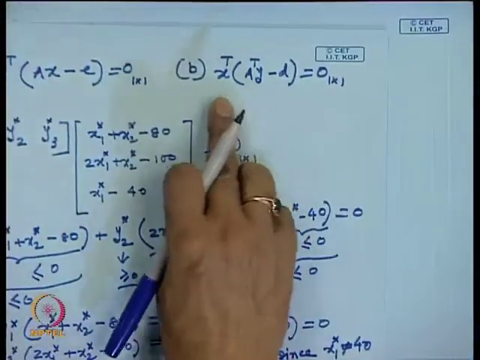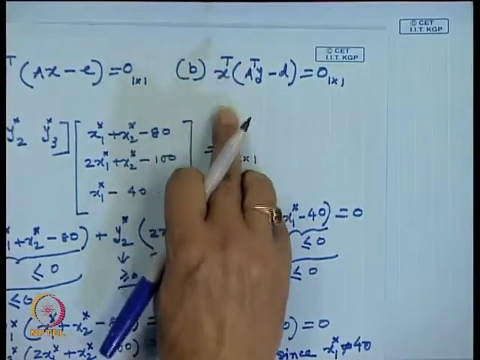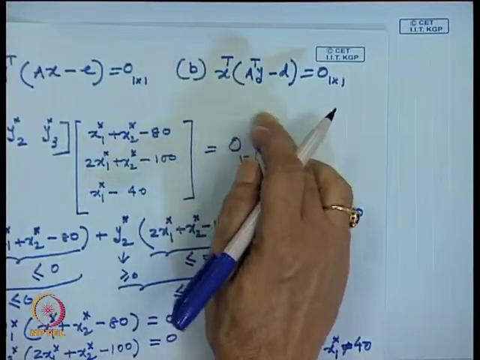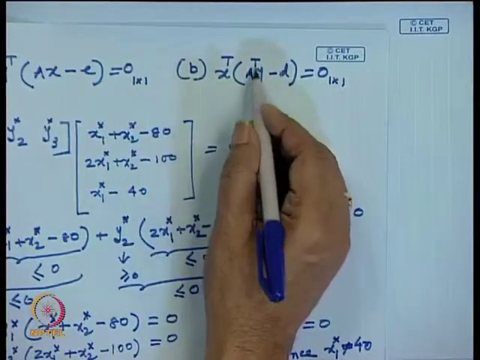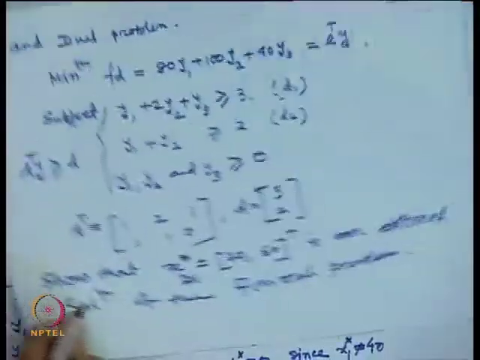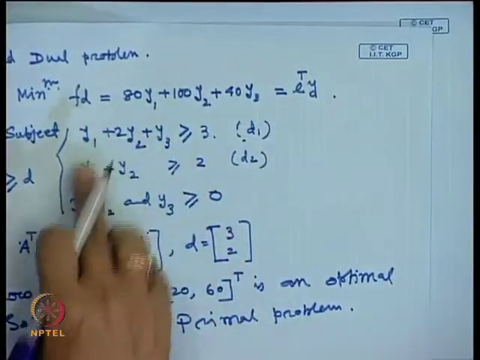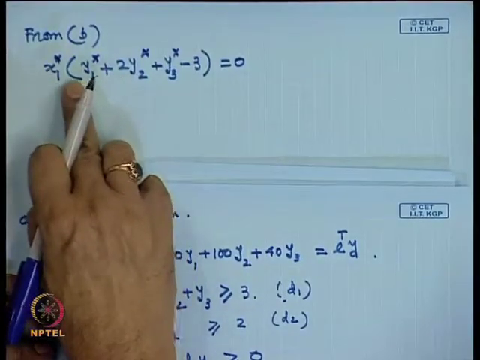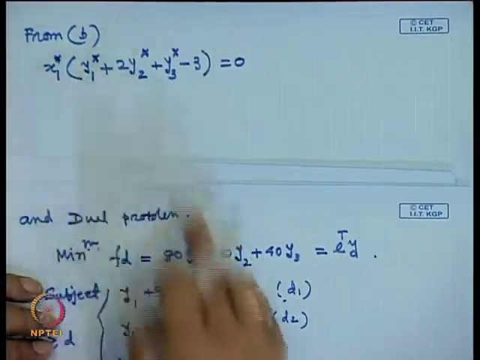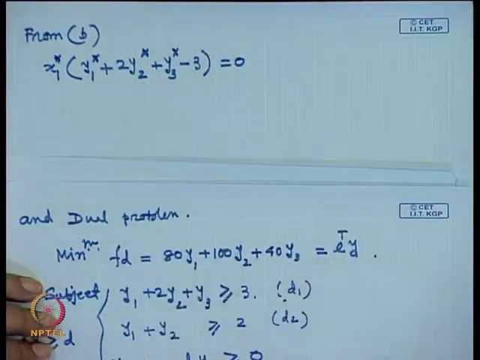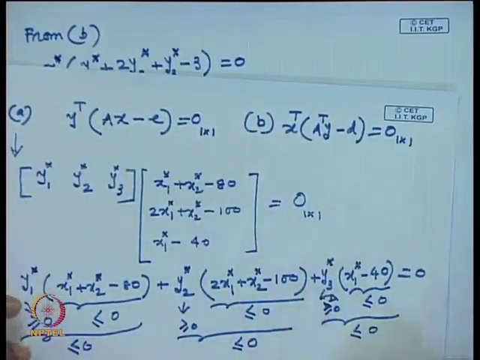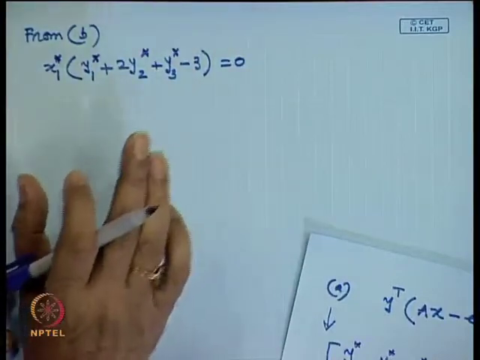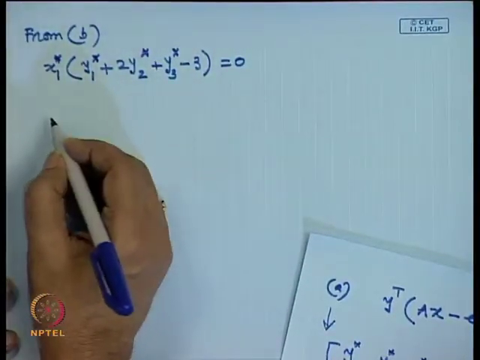You see, I am just applying x1 star, x1 transpose, then x2, x3 multiplied by A transpose y minus d. You know A transpose y minus d is this equation. So, I am writing this equation now. So, x1 into y1 star plus twice y2 star plus y3 star minus 3 is equal to 0. Because if you expand in the similar manner with the same logic, each individual component must be 0. So, this is 0, agree?